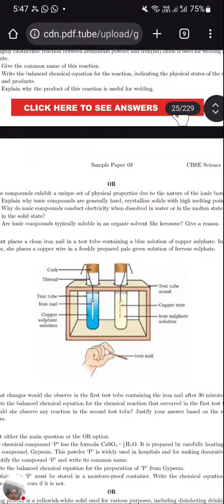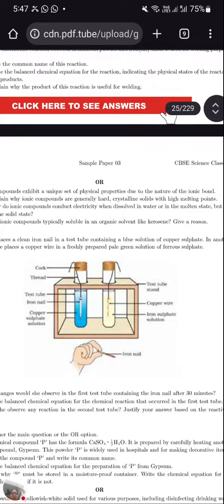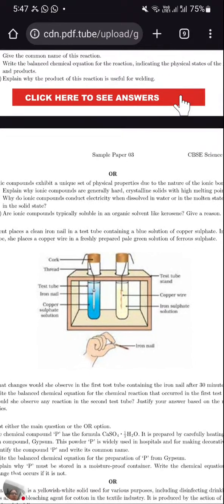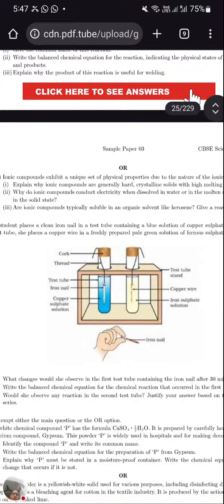Are ionic compounds typically soluble in organic solvents like kerosene? What will the answer be? No, ionic compounds do not dissolve in organic compounds like kerosene. They dissolve in polar solvents like water. Okay, next one.